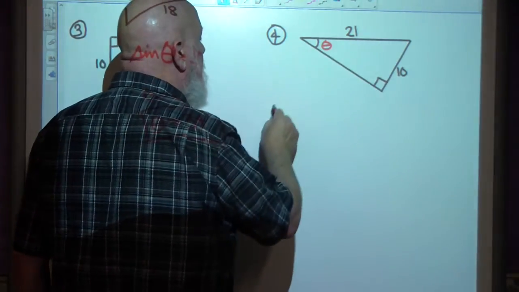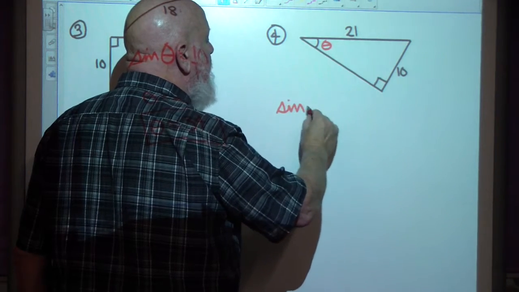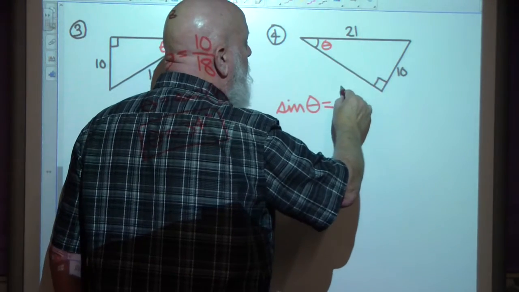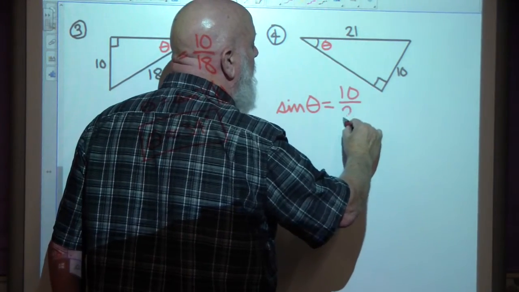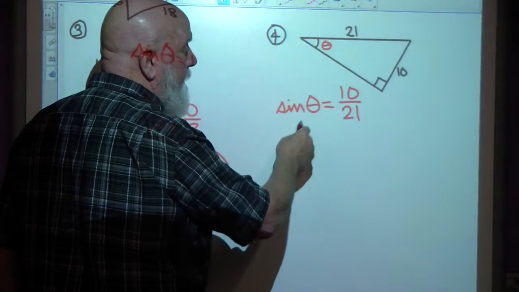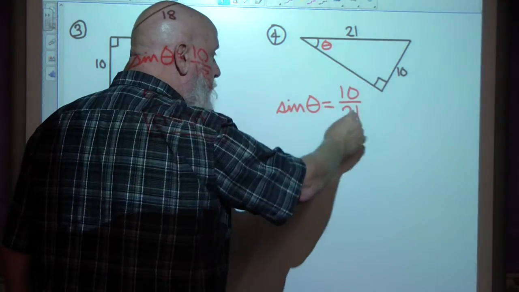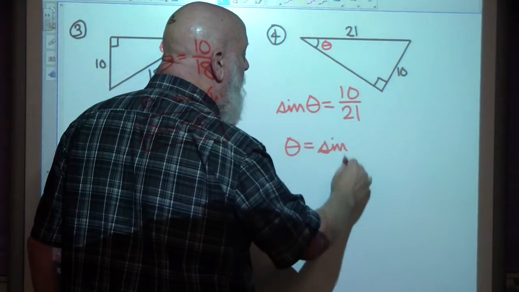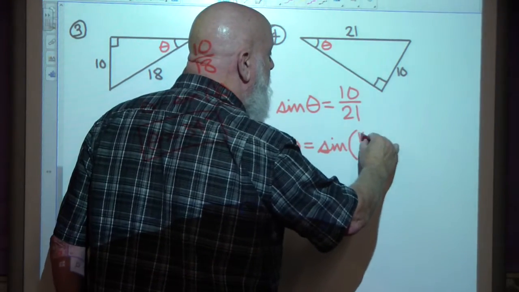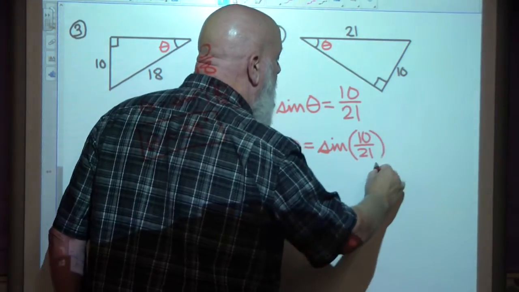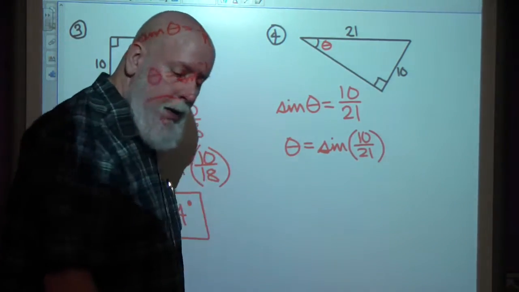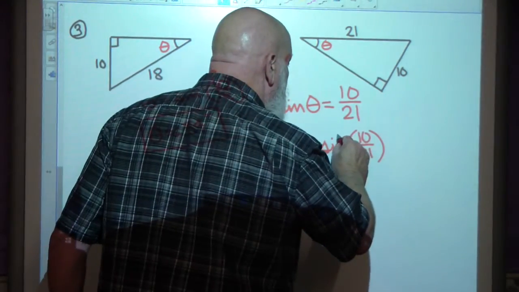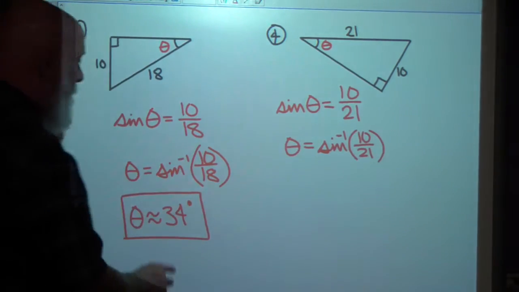Here we go. The sine, because of the sides that I'm given, of theta is opposite over hypotenuse, which is 10 over 21. I don't want the sine of theta, I want theta, so I'm going to say, well, if this is true, then theta has to be the inverse sine of 10 over 21. And we do that with our calculator. Let the calculator do the walking. Oops. Left off my inverse sine. Yeah, I did it that time.